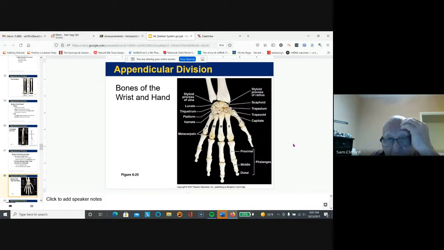Okay, all you got to know about the hand, we're not going to ask you about these carpals, and you will have to know what metacarpals are and what phalanges are, and the proximal, middle, and distal phalanges, which form your fingers. Okay, so I'm not going to ask you about all these carpals. You should know that these are carpals, these are metacarpals, and these are phalanges that have a proximal, middle, and distal portion.